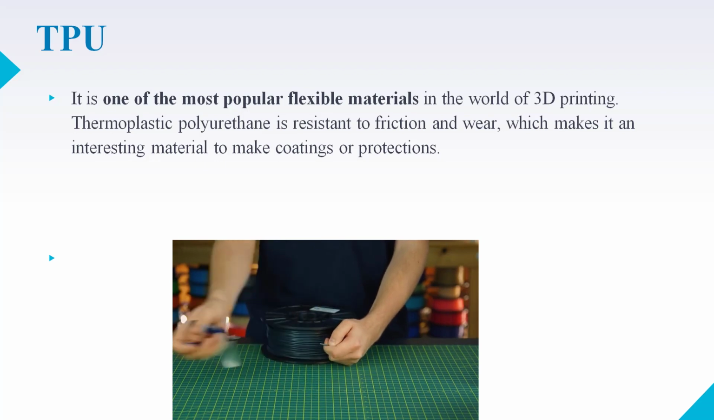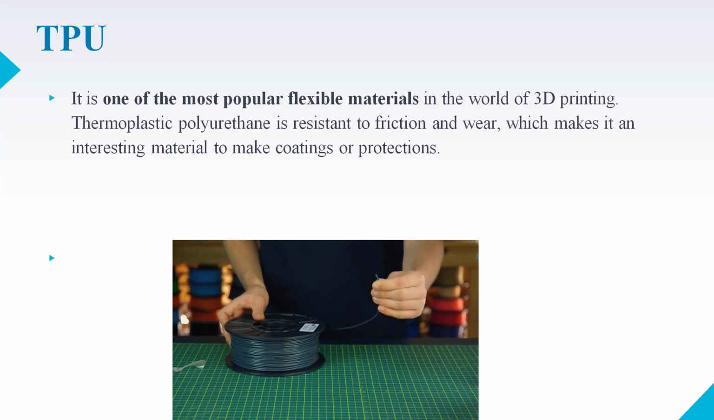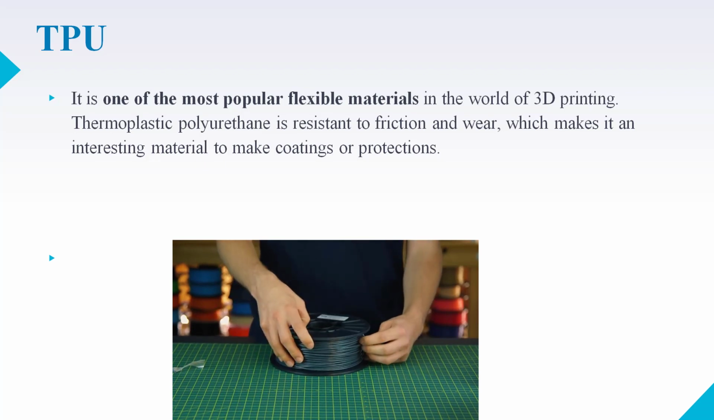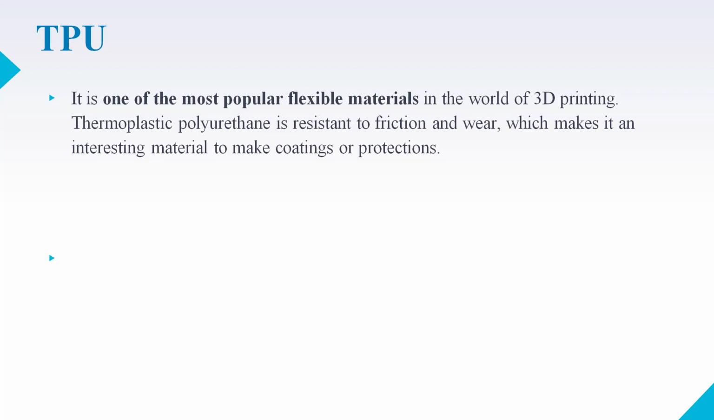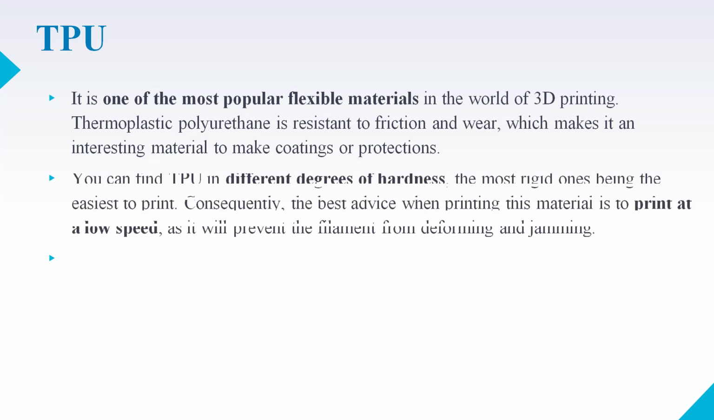Thermoplastic polyurethane is resistant to friction and wear also, which makes it an easy and interesting material to make coatings or protections. As it has a high friction and wear resistance, we can use this material for coatings and protections as well. You can find TPU in different degrees of hardness.